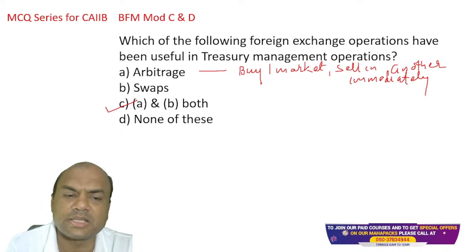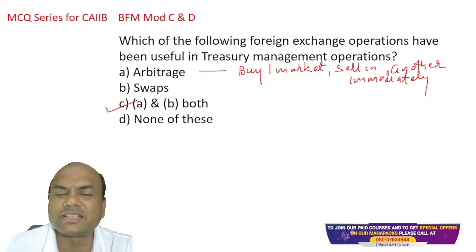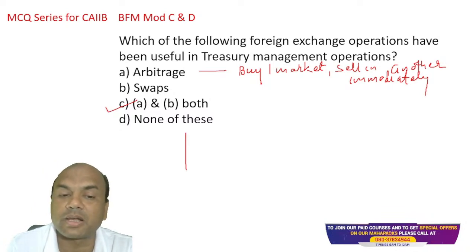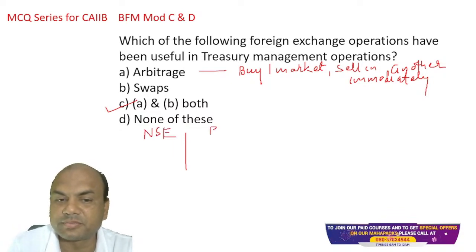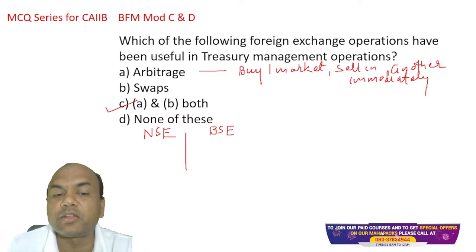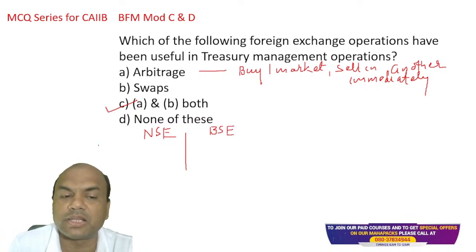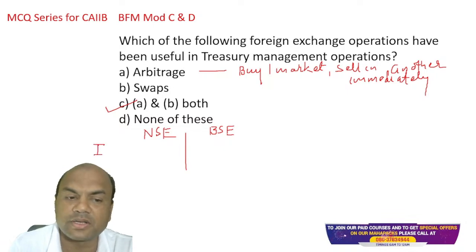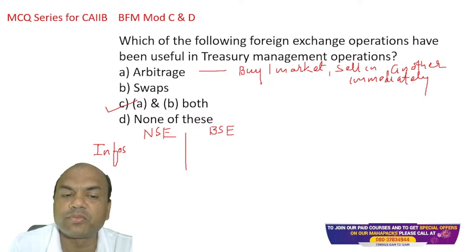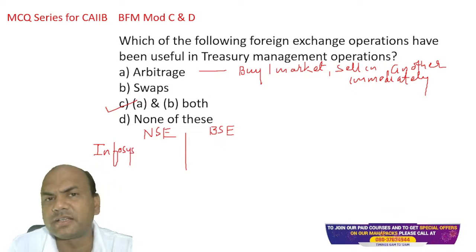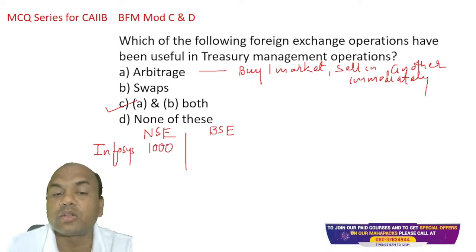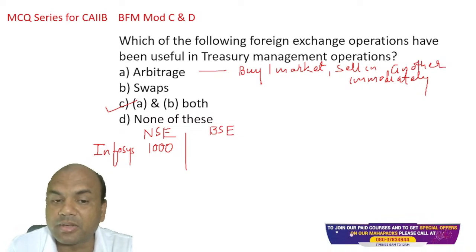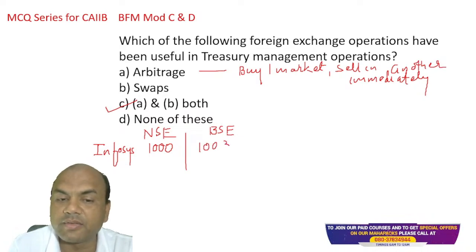I'll explain with one simple example. How many stock markets are there in India? There are two markets, NSE and BSE. Many a times there is a difference in prices. Let's say Infosys price on NSE is 1000, and on BSE at the same time it is 1003.